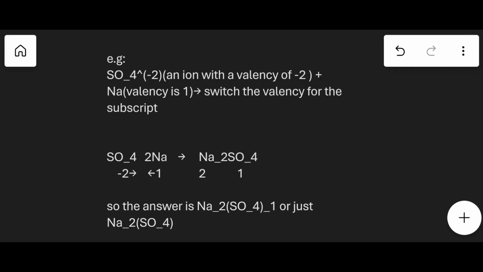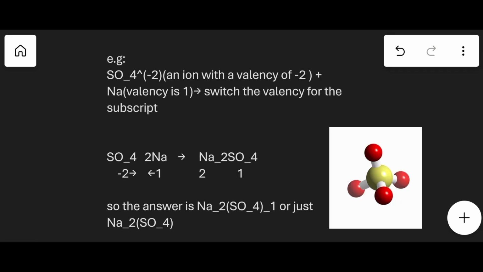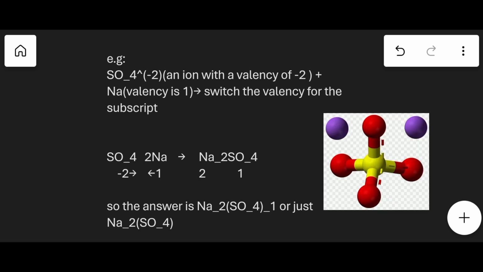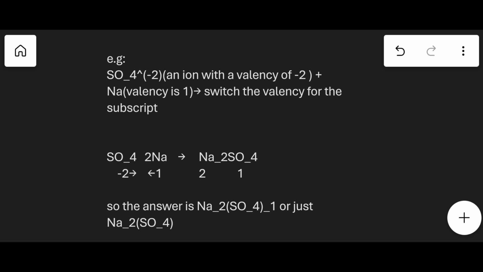So the answer is H2O1 or just H2O. Let's have an example with an ion: sulfate, an ion with a valency of -2, and sodium, a metal with a valency of 1, react together, switch the valency for the subscript. Sulfate as a whole has a valency of -2 and sodium as a whole has a valency of 1. So their product is Na2SO4 1. So the answer is Na2SO4 1 or just Na2SO4. Remember, sulfate is as a whole and not separately as sulfur or oxygen.